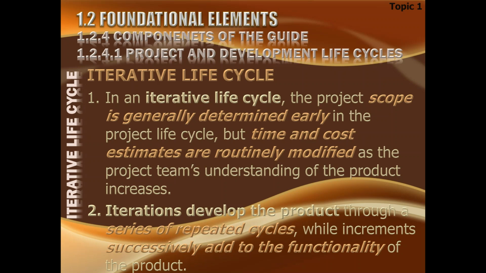The project scope is generally determined early in the project life cycle, but time and cost estimates are routinely modified as the project team's understanding of the product increases. Iterations develop the product through a series of repeated cycles, while increments successively add to the functionality of the product. So this iterative life cycle fits into all three definitions: the spiral definition, agile definition, and the pharmaceutical definition. These all are various kinds of iterative life cycles. But again, every iterative life cycle is a different life cycle.